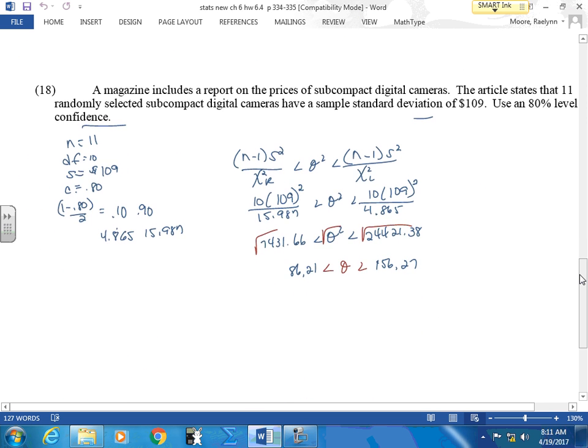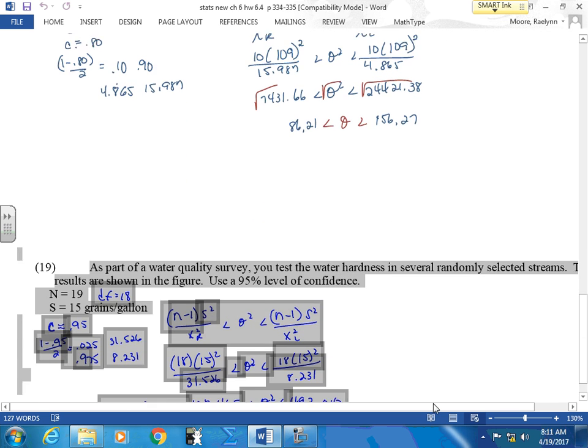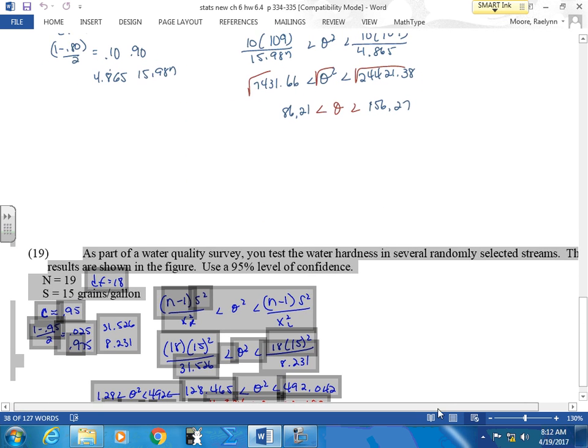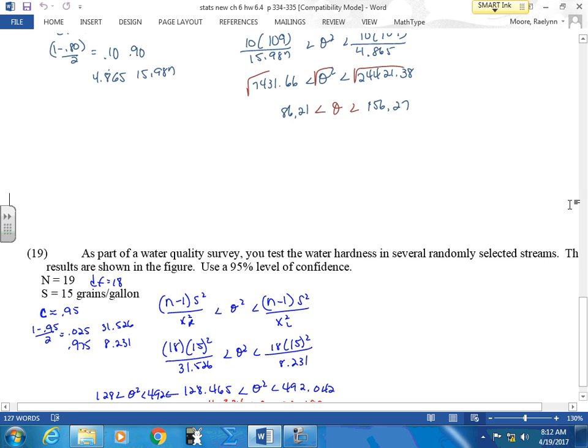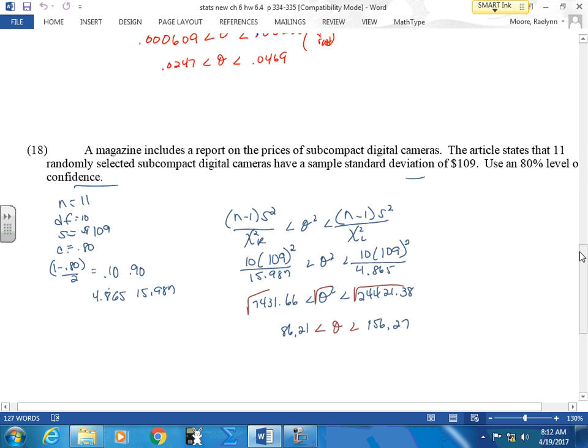Okay, a magazine report. A report includes the prices of digital cameras. Even though these standard deviations are higher, they still went with the standard deviation. They took 11 randomly selected digital cameras. They took the sample standard deviation. They used an 80%. They didn't need to be that confident. 80%? Give me a ballpark.